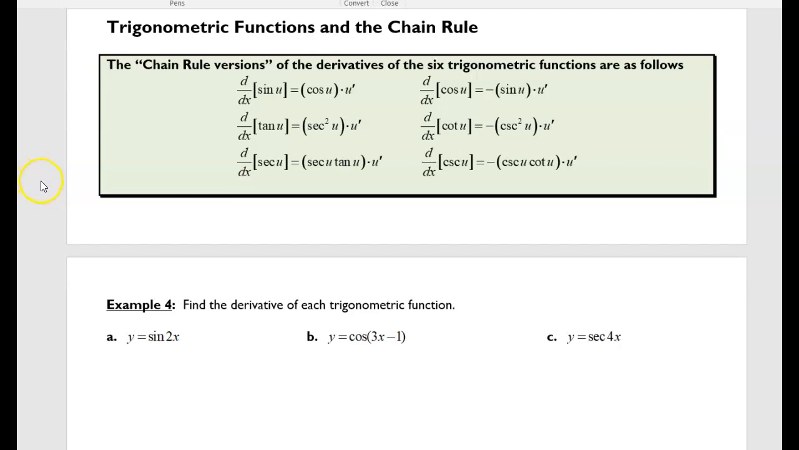Now let's talk about trig functions and the chain rule. So we know the derivative of sine and the derivative of cosine. And all we're going to do is take those derivatives in the same way. I leave the inside the same. So whatever was inside before will be inside again, and then I multiply by the derivative outside. So that outside is different than what the inside was.